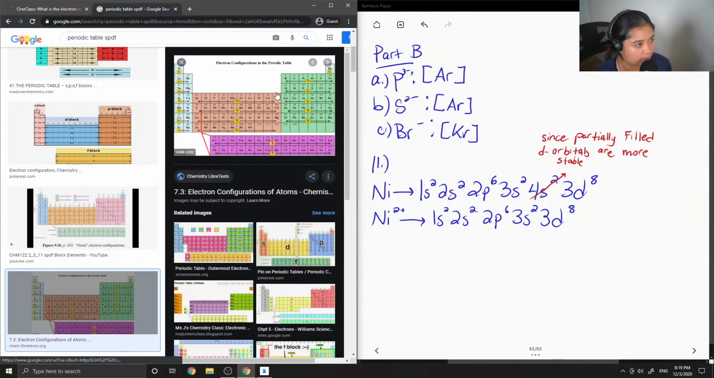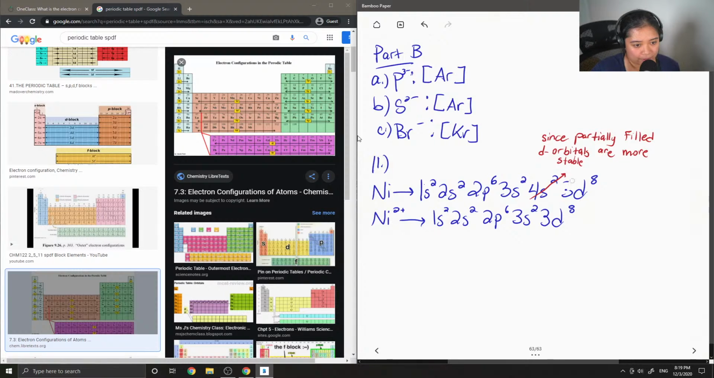Yep, so that is correct. I think I just forgot the 3p6 in my answer, actually. I'm just going to fit that in here. So it takes a lot of practice. Oh, let me just rewrite this whole thing.